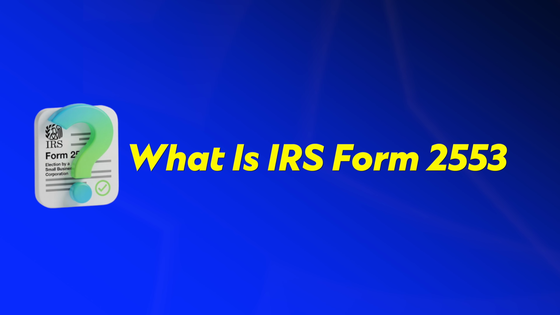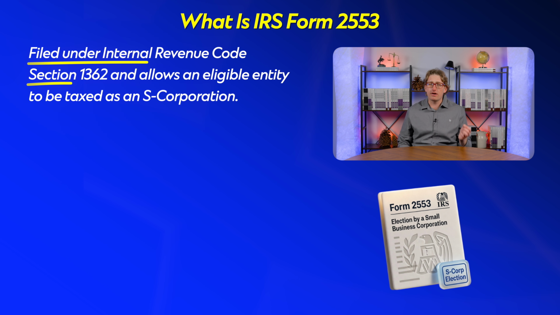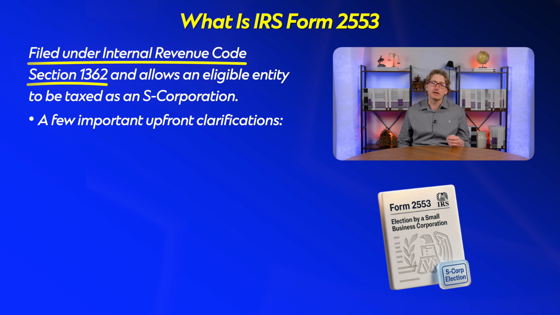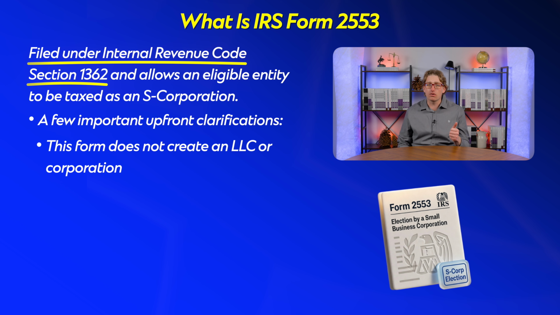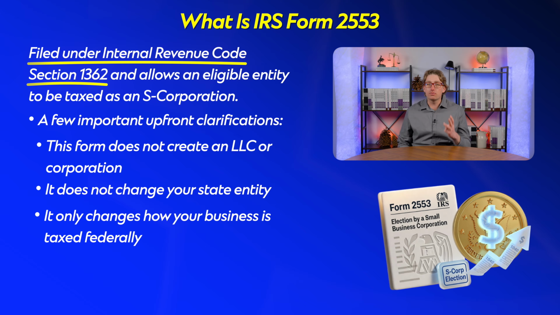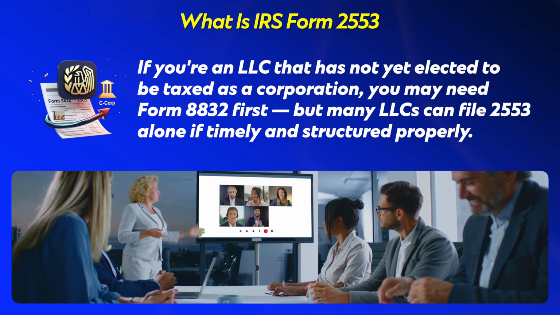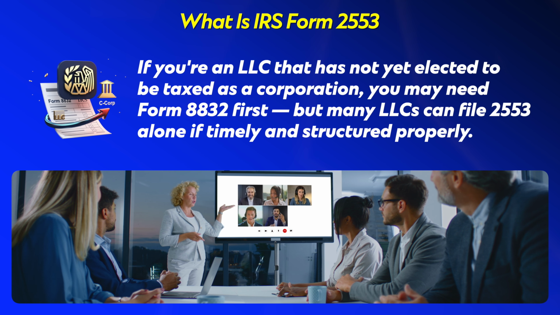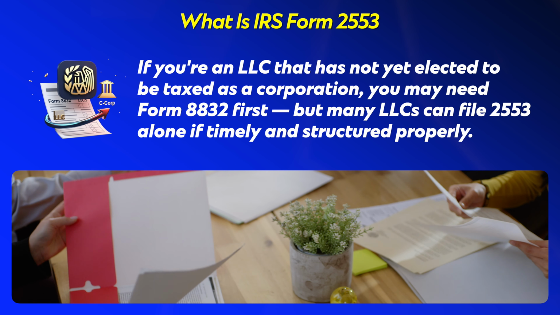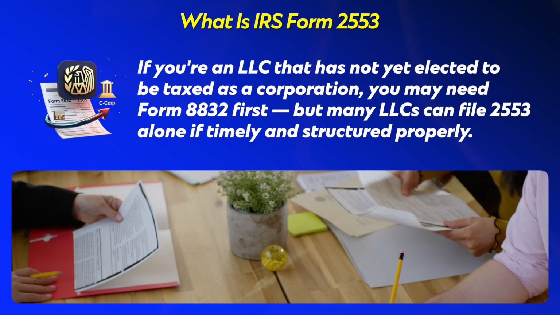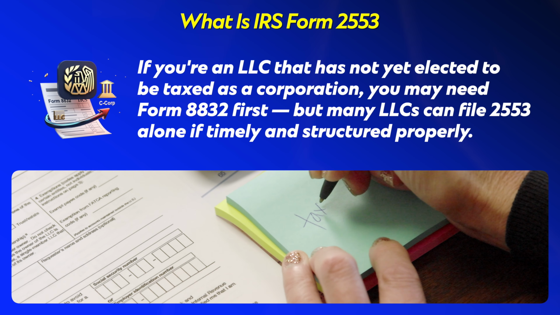Form 2553 is filed under Internal Revenue Code Section 1362, and it allows an eligible entity to be taxed as an S corporation. Now, there are a few important upfront clarifications here. This form does not create an LLC or corporation. It does not change your state entity. It only changes how your business is taxed federally. And here's another important note. If you're an LLC that has not yet elected to be taxed as a corporation, you may need Form 8832 first. But many LLCs can file 2553 alone if timely and structured properly.